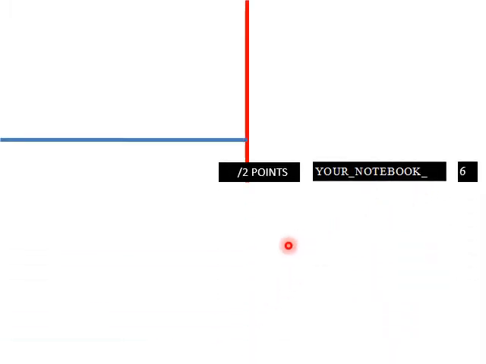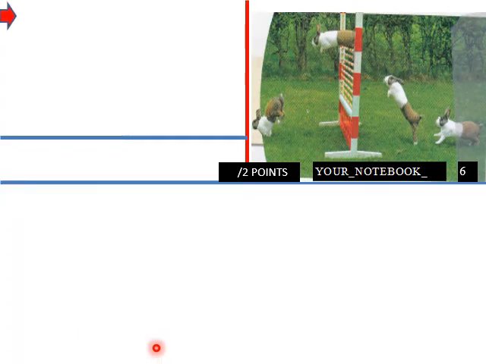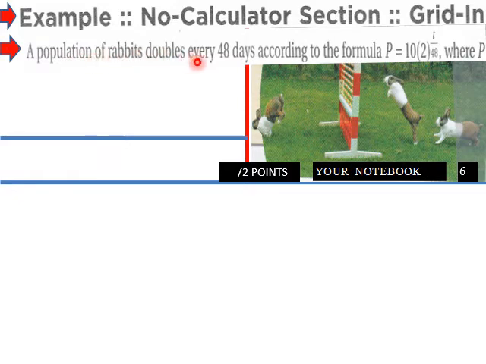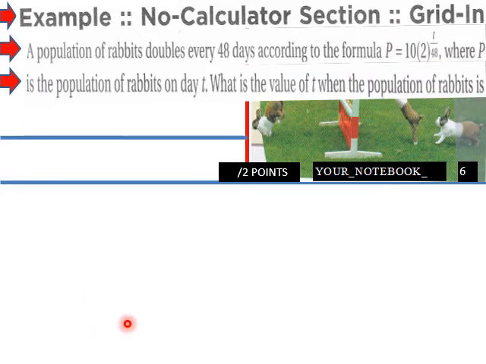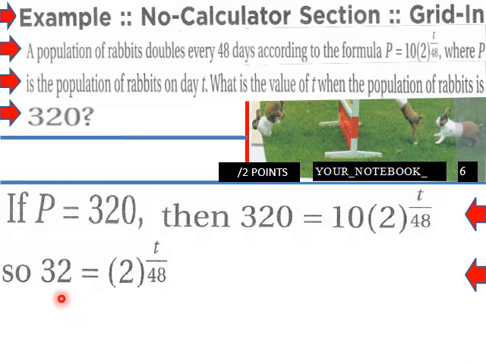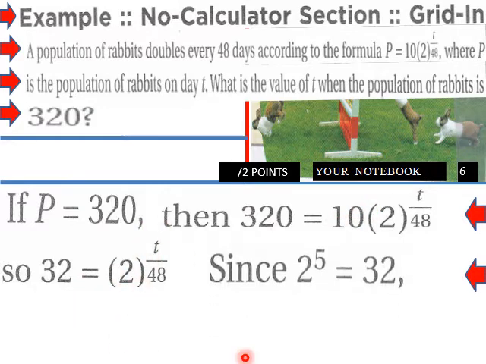Okay, page 6 of this lesson. Example, no calc section. The population of rabbits doubles every 48 days according to this formula, where P is the population of rabbits on day T. What is the value of T when the population of rabbits is 320? So P equals 320, then 320 equals 10 times 2 to the T over 48. We divide out the 10, so 32 equals 2 to the T over 48.